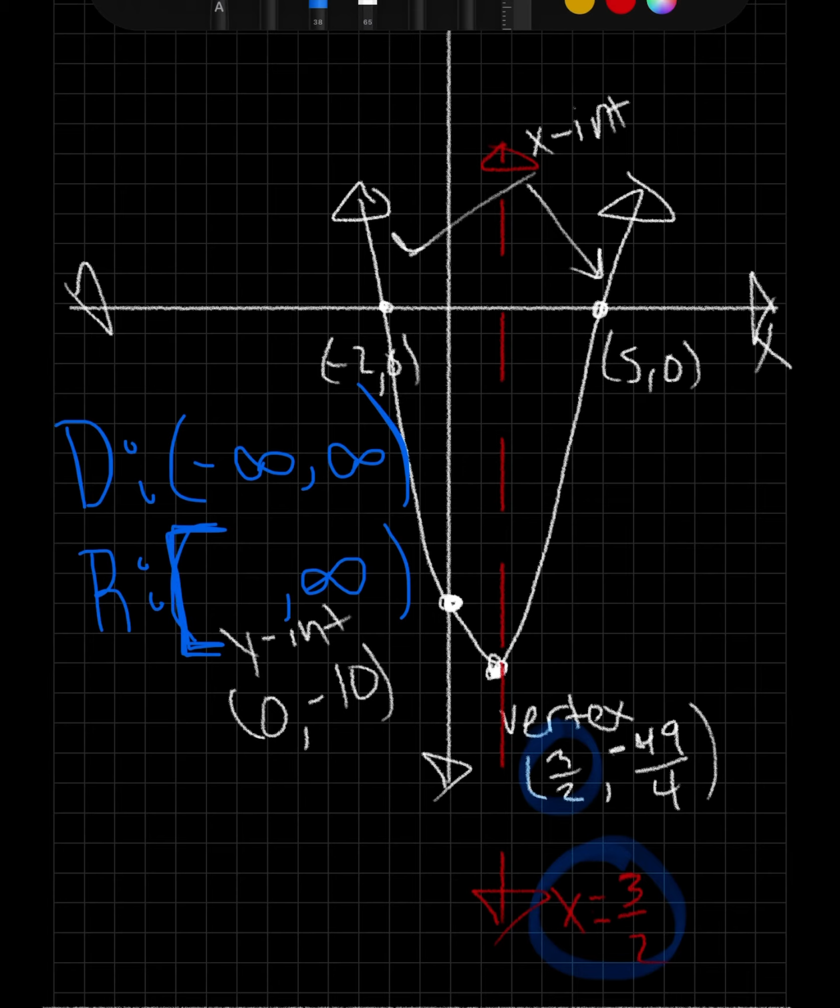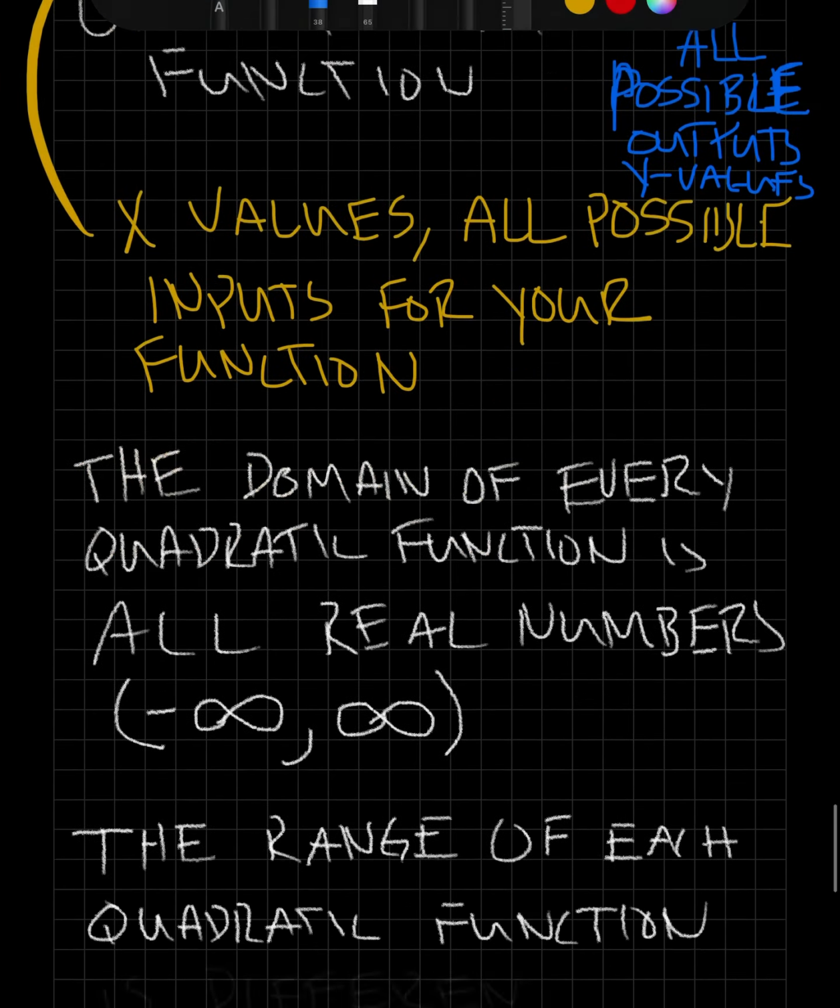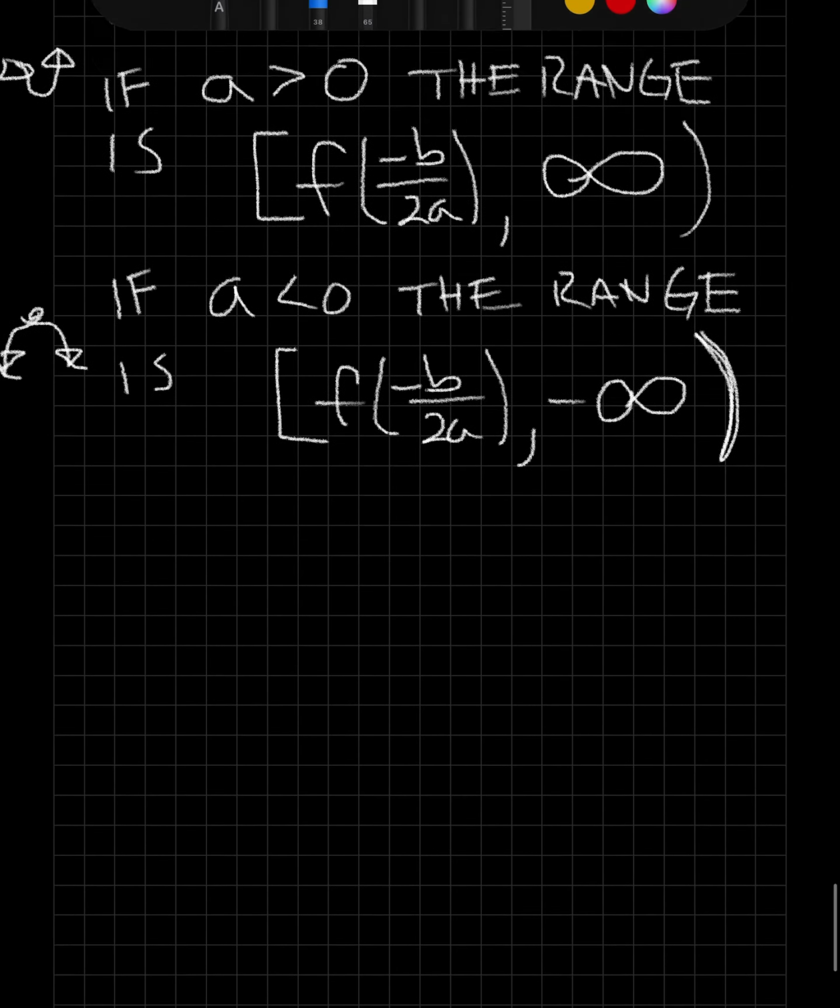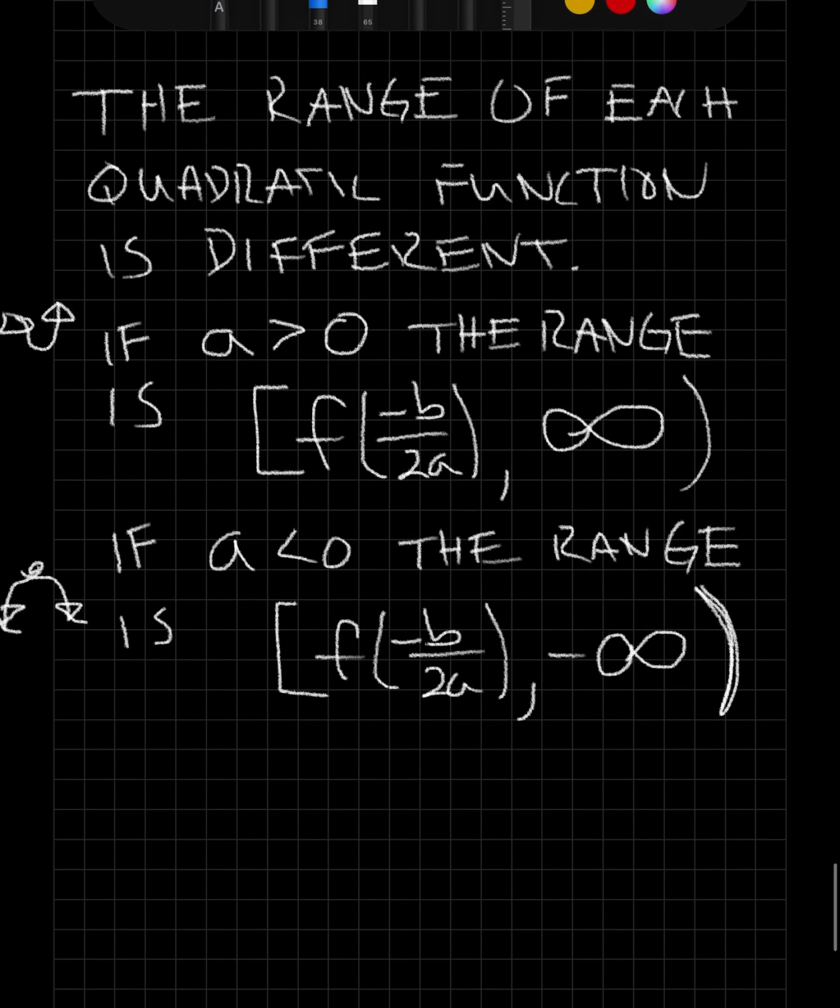And I'm going to look at my vertex, and I'm going to look at the y value of my vertex. And that's the number that goes right here, because this is my minimum value. Goes from negative 49 over 4 to positive infinity. I just realized that I made a notational mistake. Oh, I'm so frustrated.